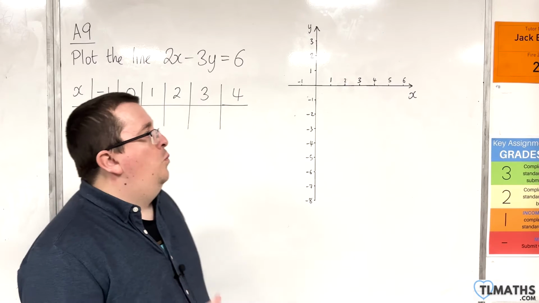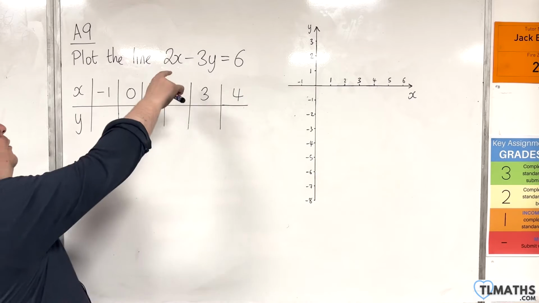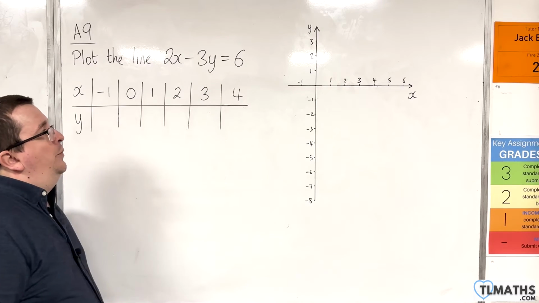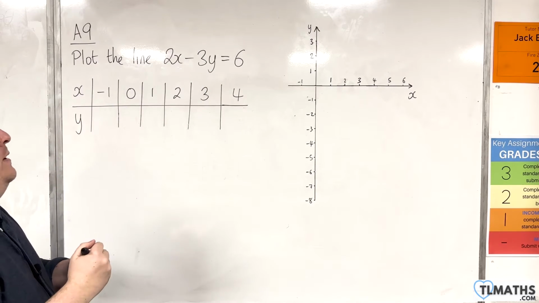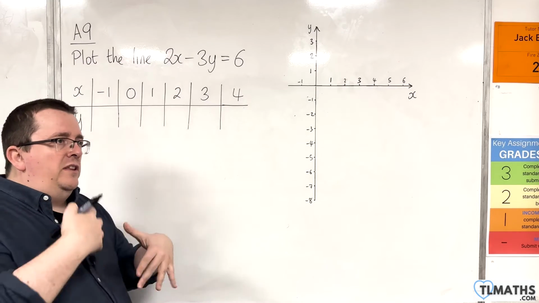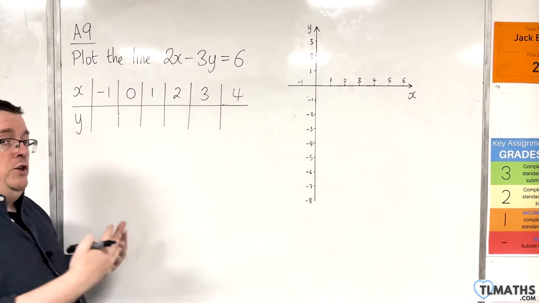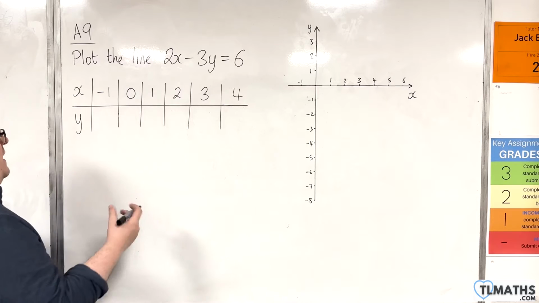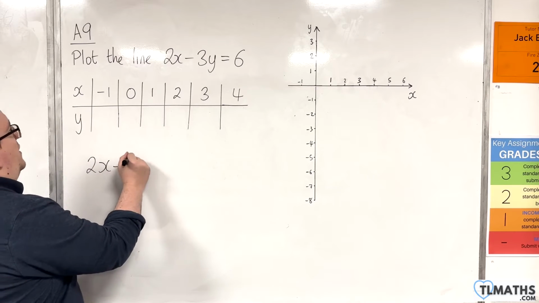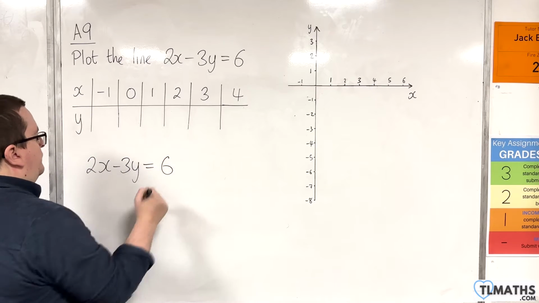So in this video, I want to plot the graph of 2x take away 3y equals 6. Now, in the previous video, I discussed that there was a way of rearranging the equation first, and you could do that here. There's a couple of different ways to do it.